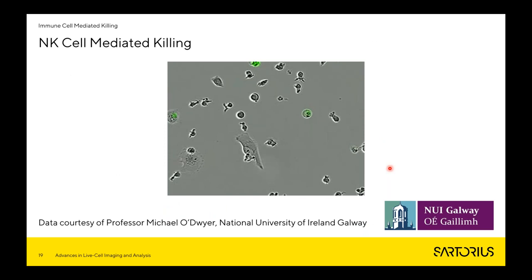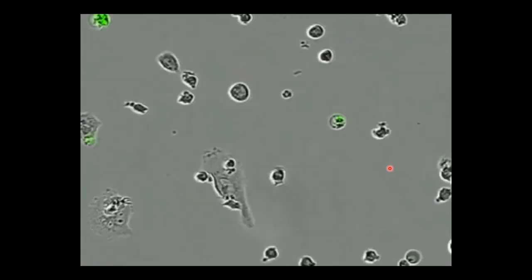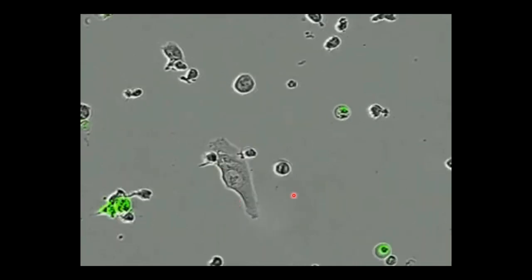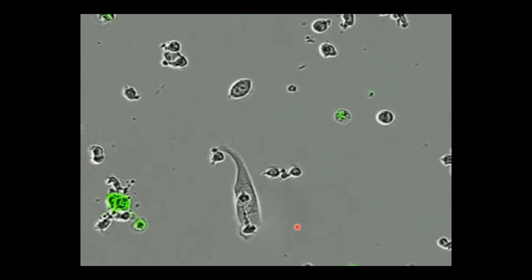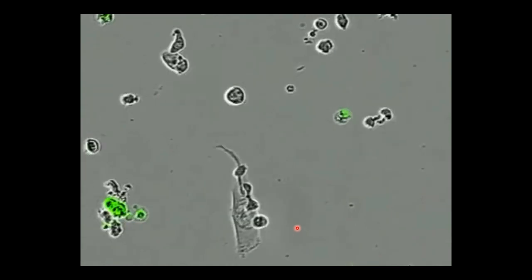So I'm now going to show some data that was given to us by a customer. This data is courtesy of Professor Michael O'Dwyer at the National University of Ireland in Galway. And these are pancreatic cancer cells that have been cultured in the presence of NK cells. So what we can see here is the pancreatic tumour cell with the NK cells around. And what we're able to see is those NK cells engage with that tumour cell.